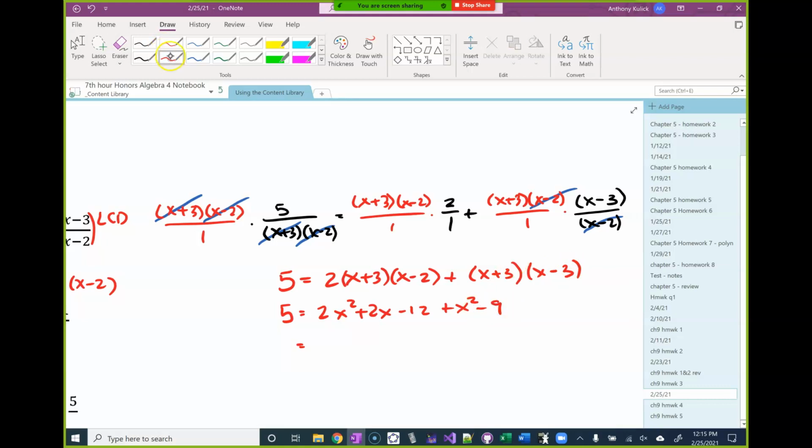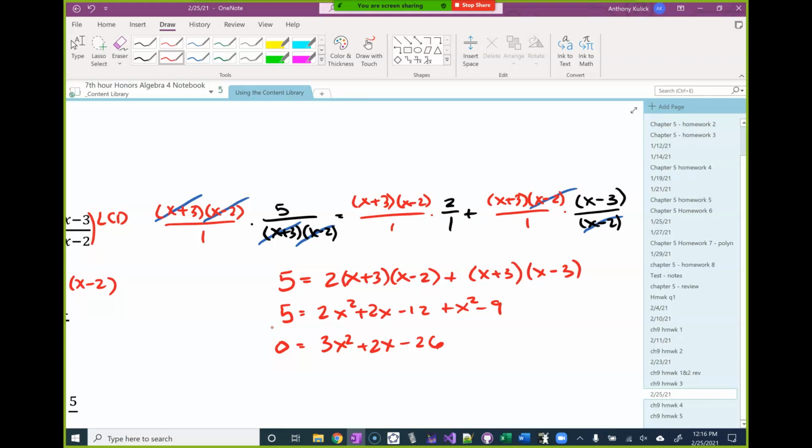Okay, so 2x squared and x squared gives me 3x squared. I just have that 2x left. Negative 12 and negative 9 is negative 21, but I'm also going to subtract that 5 over to give me negative 26. Because I need it to equal 0 to solve a quadratic, so I'm going to do that at the same time I'm combining all my like terms. Just so I don't have to write it out one more time. If you do that in more than one step, surely that's fine, right?